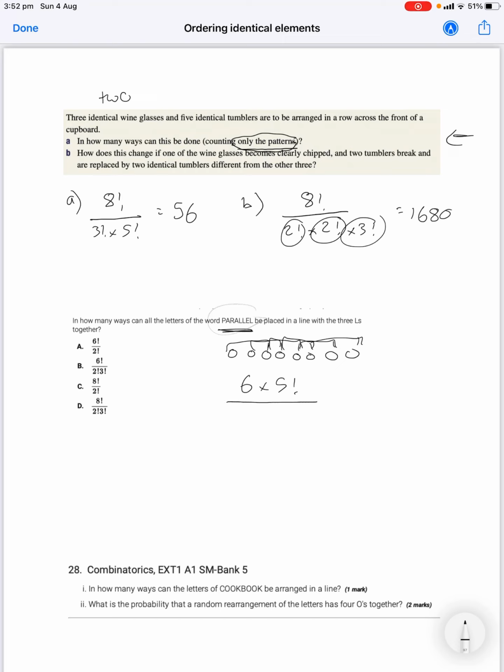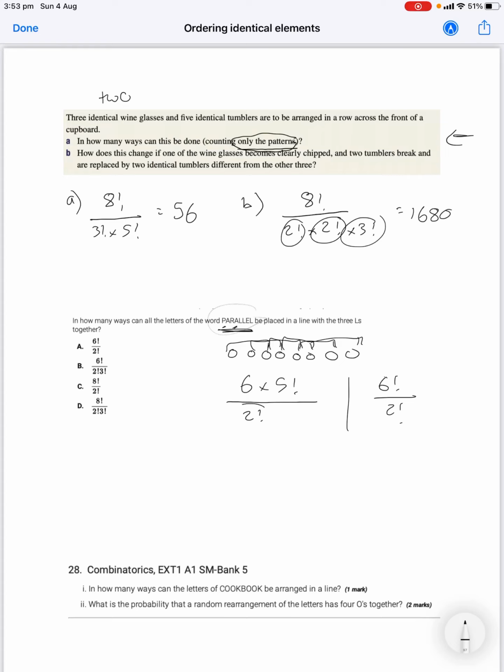Over the bottom, we need to divide it by 2 factorial, because we have 2 A's. Now, the reason we don't divide by 3 factorial is because all the L's are together. We're including them as one thing. We need them to be together, so we're treating them as one entity. That's why you could also group those L's together as one item, look at the other 5 letters individually, and then have that as 6 factorial over 2 factorial, which is the same as 6 times 5 factorial.